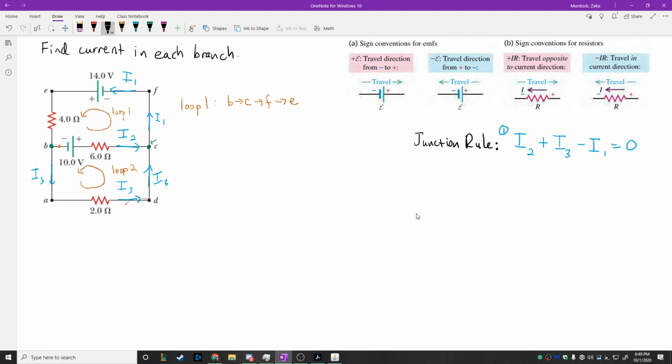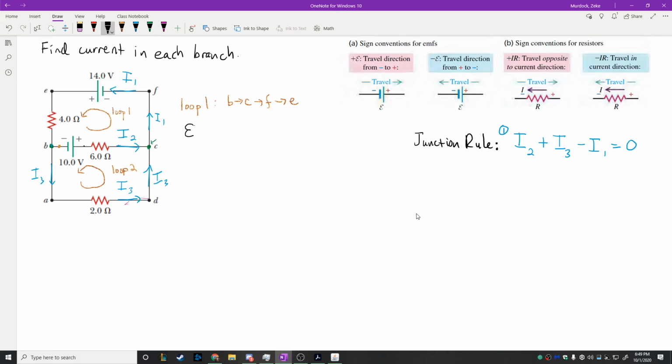So starting from this point right here, I'm going in a loop. That means the direction that I'm traveling is from the negative to the positive. What do I want to write down? I'm either going to write down negative 10 or positive 10. I'm going from negative to positive. Which one do I write down? Am I gaining potential or am I losing potential when I go from the negative side to the positive side? Am I going uphill or am I going downhill? It's the first one. It's positive E. You're gaining potential, exactly. So the first thing I'm going to write down for loop 1 is E.